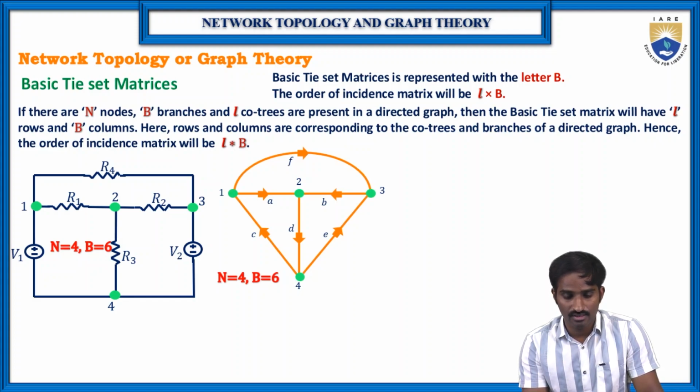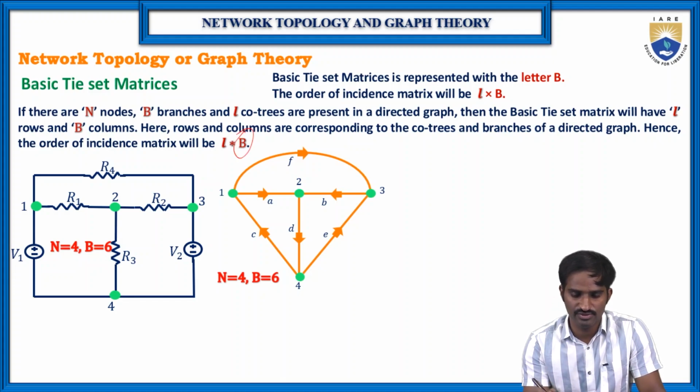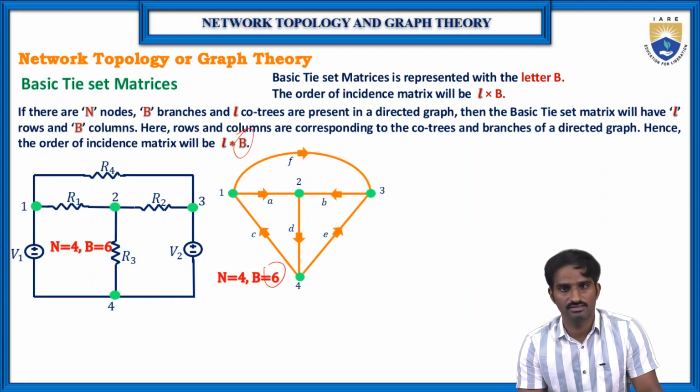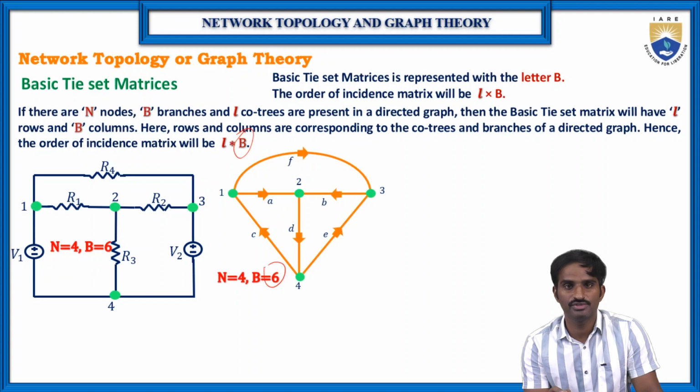Now of course the same circuit, so that's why here the number of nodes are 4 and the number of branches are 6. Of course here the branches, which means the number of columns, are the same. But what about the number of links? So which means we should draw the co-tree. If you want to draw the co-tree, then first we should draw the tree.